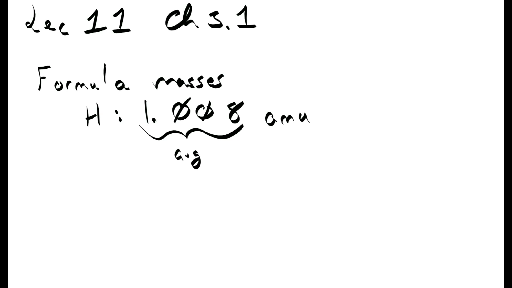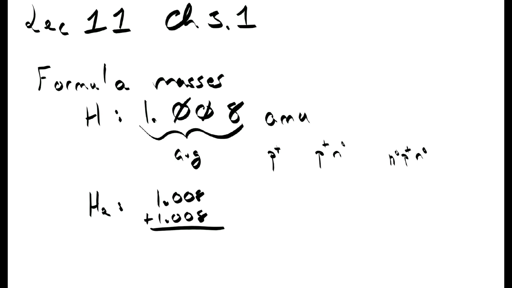Okay? Some hydrogens are just a single proton. Some hydrogens are a proton and a neutron. Some hydrogens are a proton and two neutrons. So that's why the average is a little bit above 1. So a molecule of hydrogen is equal to 1.008 plus 1.008, on average, 2.016 atomic mass units.